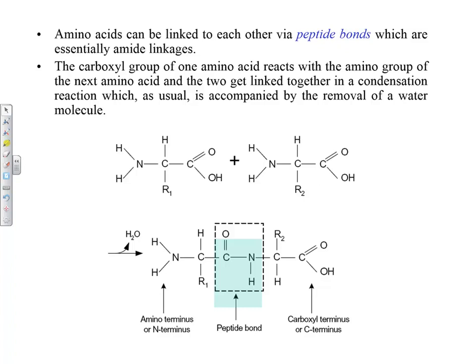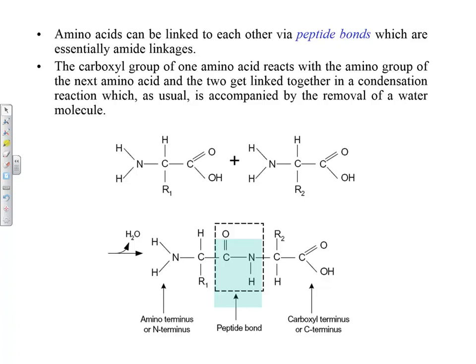You have amino acid number one with side group R1, or side chain R1. Amino acid number two with side chain R2. You have the amino group of this one and the carboxyl group of this one. Between the two of them, a water molecule is eliminated. And then you have this C double bonded with O linked up with NH, and you have this peptide bond. Okay. You can continue the process, and this is a condensation reaction because the reaction was achieved through the elimination of a water molecule, right?